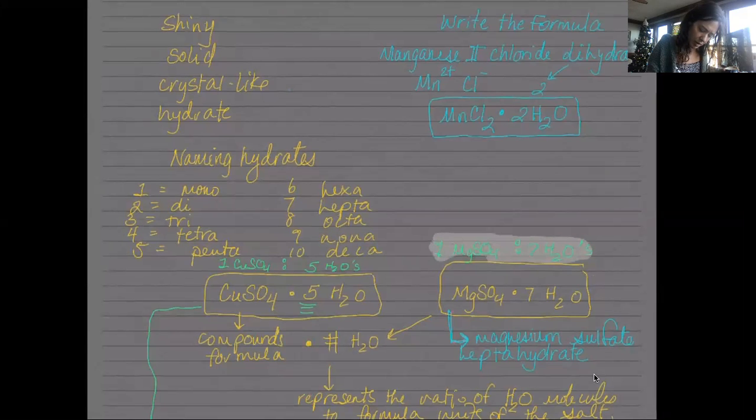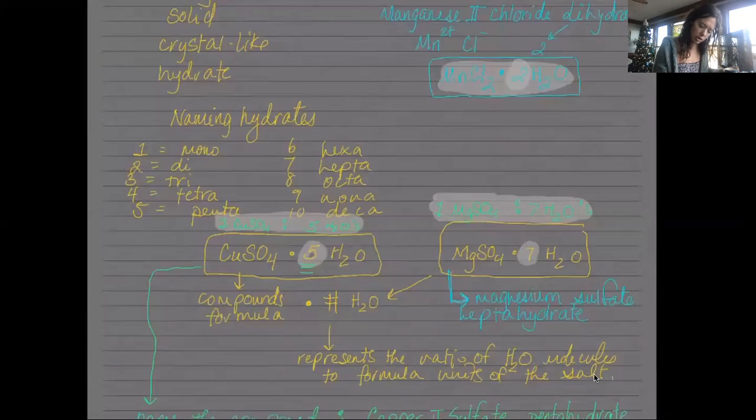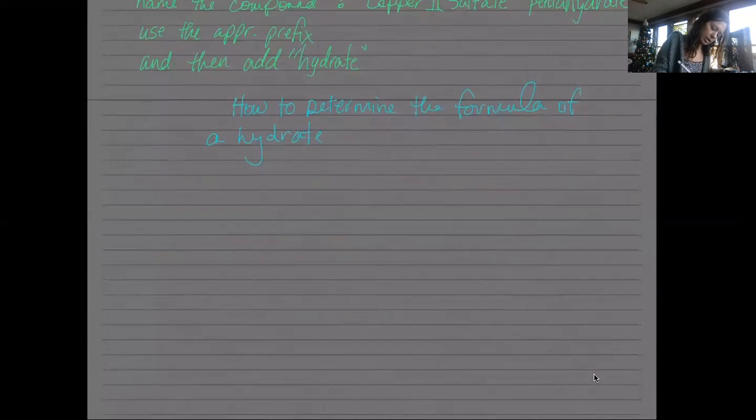Right here, we have a 1:7 ratio. Right here, we have a 1:5 ratio. That's how I knew to put 5. That's how I knew to put 7. Up above here, we have a 1:2 ratio. So in order to determine the formula of a hydrate, I simply need to know how many water molecules per salt, formula units of salt. So what I will do is take the moles of water and divide it by the moles of something called the anhydrate.